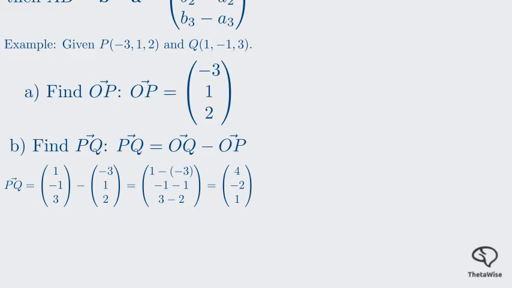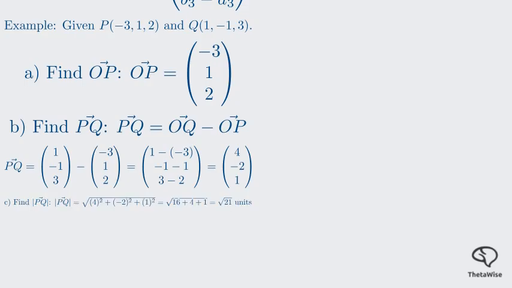We can also find the distance between the 2 points, which is the magnitude of the displacement vector PQ. Using our magnitude formula, we calculate the square root of 4 squared plus negative 2 squared plus 1 squared. This is the square root of 21 units. So, we've successfully learned how to determine the displacement vector between 2 points by subtracting their position vectors. This allows us to quantify the movement between any 2 points in space.